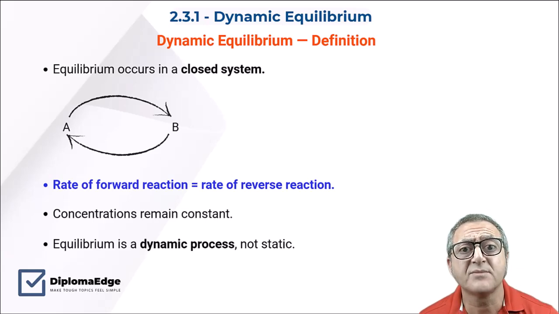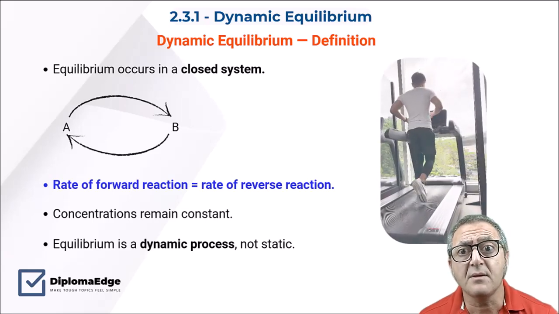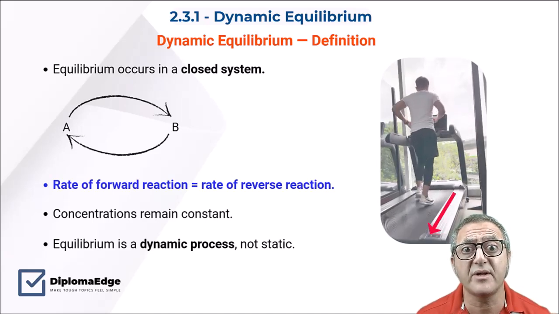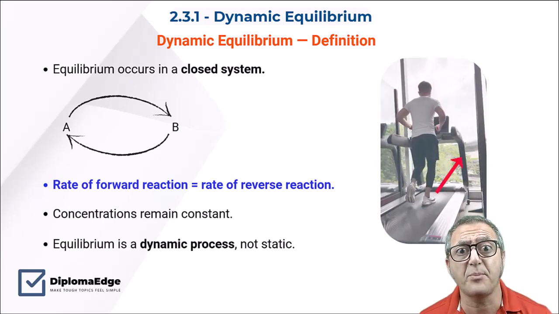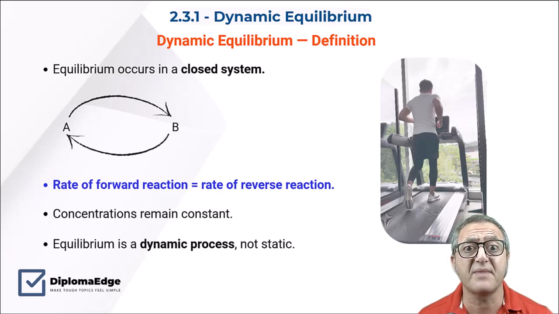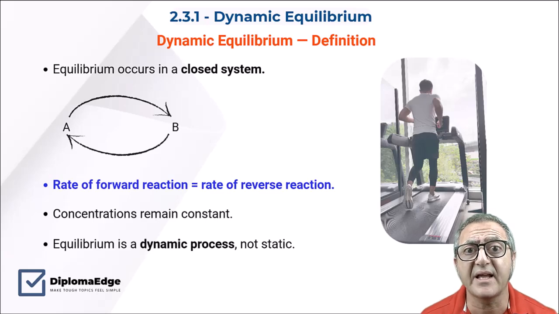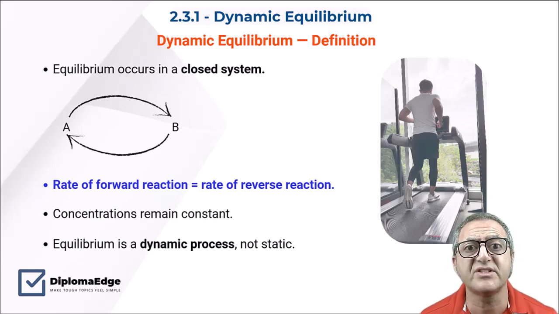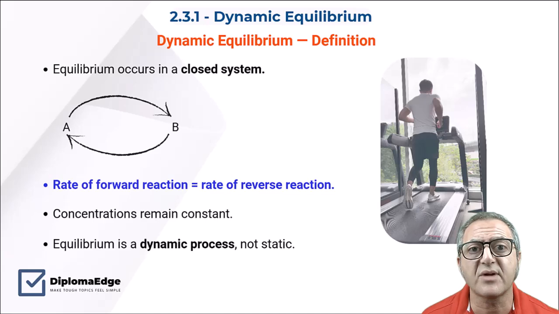An example of a dynamic process could be a guy in the gym running on a treadmill. The guy is definitely moving, but he is not going anywhere because the treadmill is going in one direction and the guy is running in the opposite direction. The speed in the forward direction of the guy running is the same as the speed of the treadmill going in the backwards direction. From an outside point of view, if you look at the guy, he is not moving, but you know that the guy is running and you know that the treadmill is actually functioning. This is a process which is in dynamic equilibrium. In a chemical reaction, exactly the same happens.